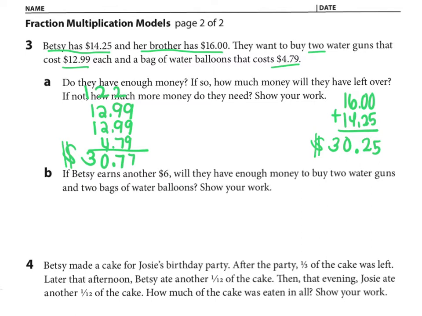So this is how much it costs. And this is how much money they have. So the first question is, do they have enough money? That answer would be no, they don't have enough money.